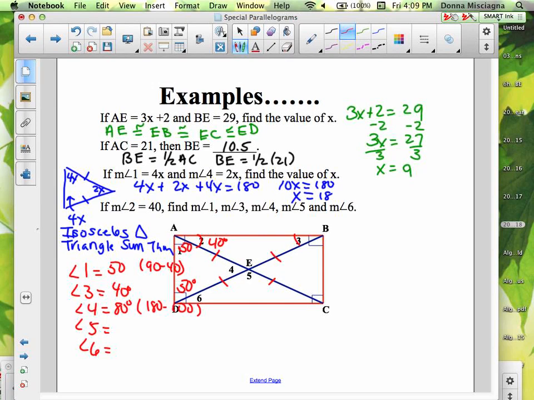Now angle 5, oh, let's write this in. This is 80 degrees. Well, those are a linear pair. So angle 5 has to be 100 degrees. Right, they are a linear pair. And the last one is angle 6. These two angles are congruent, so there are 80 degrees for them to share. Angle 6 is 40 degrees, the same as angle 2. That would just be the fact that that's an isosceles triangle and using triangle sum theorem.